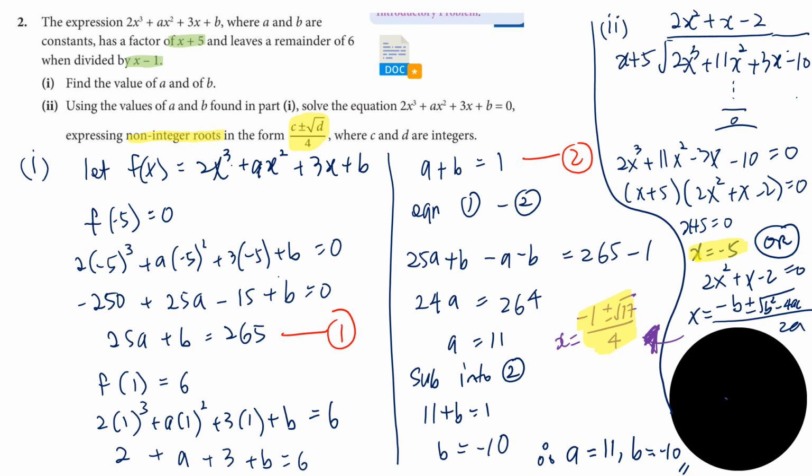Okay, I highlight this for you. So you have two answers here. This or this. Okay, these are the answers you have. x is three answers, sorry. x equals negative 5, x equals negative 1 plus square root 17 over 4, and x equals negative 1 minus square root 17 over 4. There are two answers here, one answer here. Total three answers.